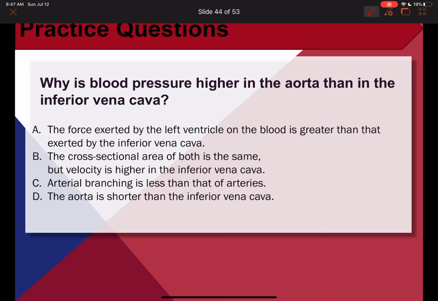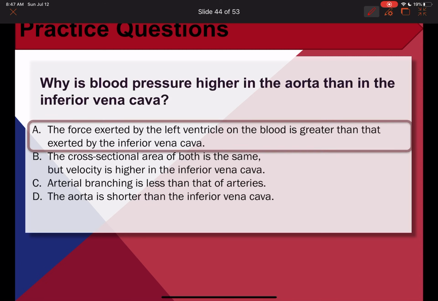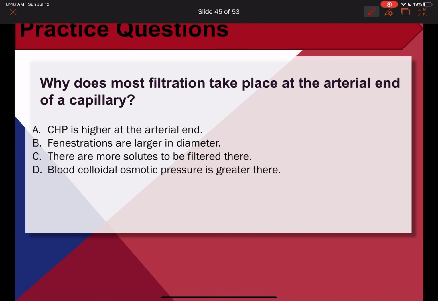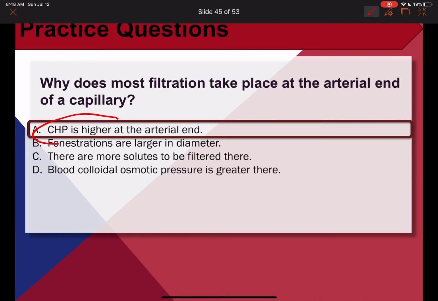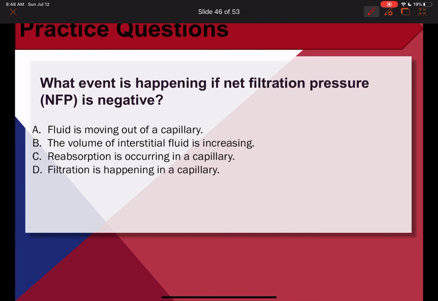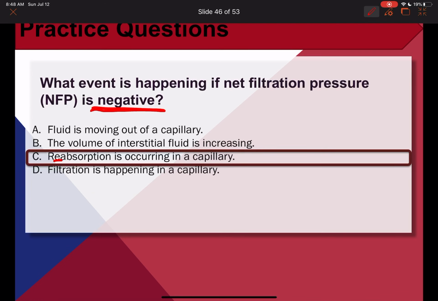Why is blood pressure higher in the aorta than the inferior vena cava? Because the force exerted by the left ventricle to push into the aorta is greater than that exerted by the inferior vena cava. Why does most filtration take place at the arterial end of a capillary? Because CHP is higher at the arterial end. That makes NFP positive. What event is happening if net filtration pressure is negative? Then reabsorption happens, and that occurs in the capillary, where fluid moves from the tissues back into the capillaries.